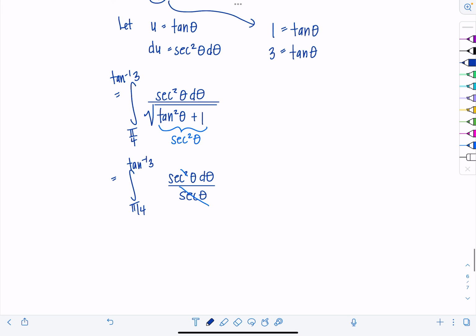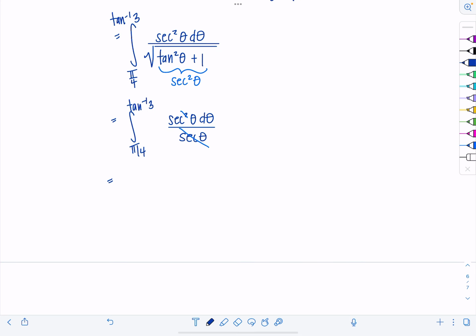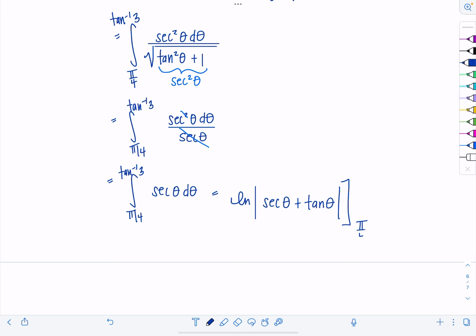I'm telling you, you need to memorize the antiderivative of secant theta. Look how much it's come up already. So pi over 4, tan inverse of 3, and we've just got secant theta d theta. So we know that's ln, absolute value, secant theta plus tan theta, and we're evaluating this from pi over 4 to tan inverse of 3.